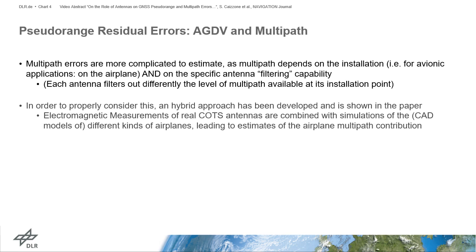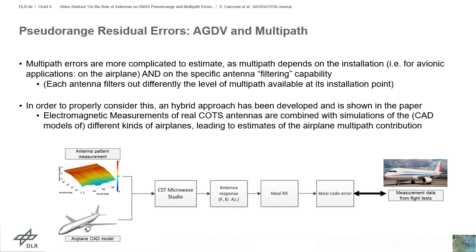So what we did in order to properly consider this was to have a hybrid approach as shown in the paper, that takes electromagnetic measurements of real commercial off-the-shelf antennas and combines them with simulations of different airplanes so that we get an antenna response that passes through an ADIR receiver, leads to estimates of the code error and the airplane multipath contribution. And this, as we will show later, we can compare with measurement data from flight tests.